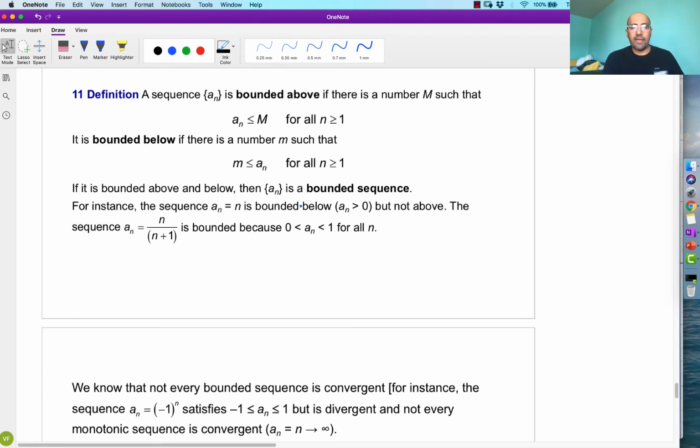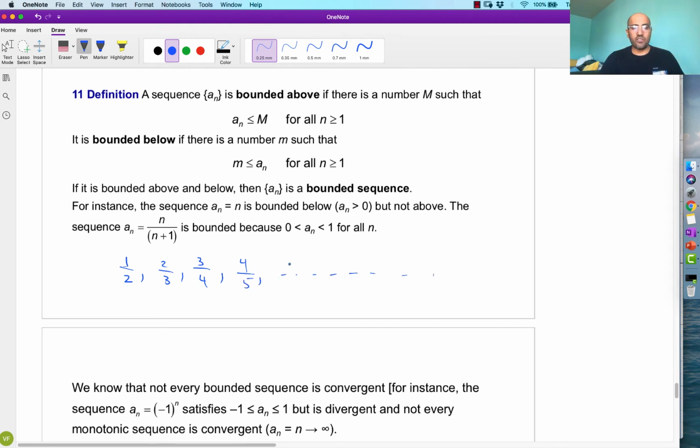For instance, the sequence a sub n equals n is bounded below, but not above. They just keep getting larger and larger and larger, n equals the counting numbers out to infinity. The sequence n over n plus 1 is bounded because a sub n is always trapped between 0 and 1. Starting with n equals 1, the first value in this list is a half. When n equals 2, this was 2/3, then 3/4, then 4/5, and so on and so forth.